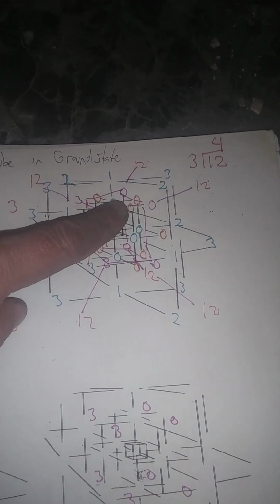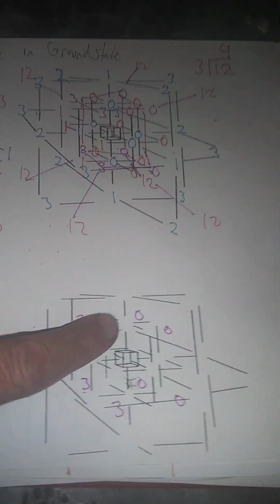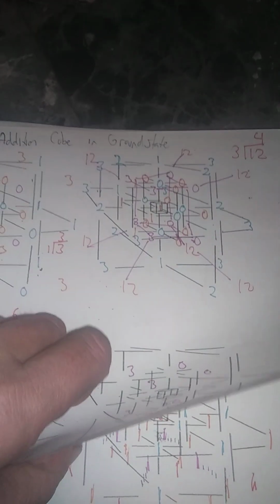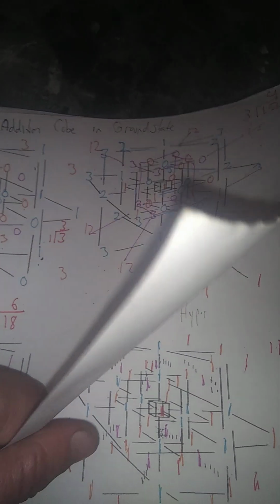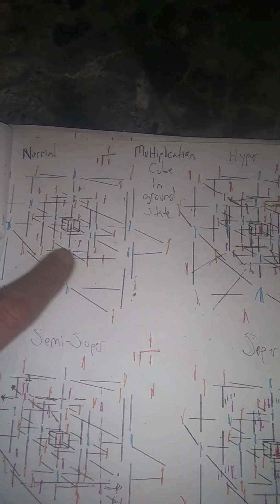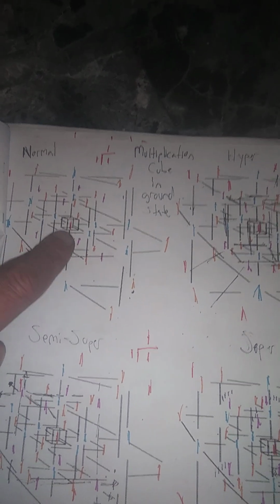I didn't even draw this because I knew where it was going. This is the hyper, this is the semi-super, and this is the super-hyper, and that would have required a backbone. But this is addition in its ground state, and it still follows the rules laid out for the more advanced cubes. But the multiplication cube in its ground state would be all 1s for the primary numbers, because any 0 would make it disintegrate all down to zeros.